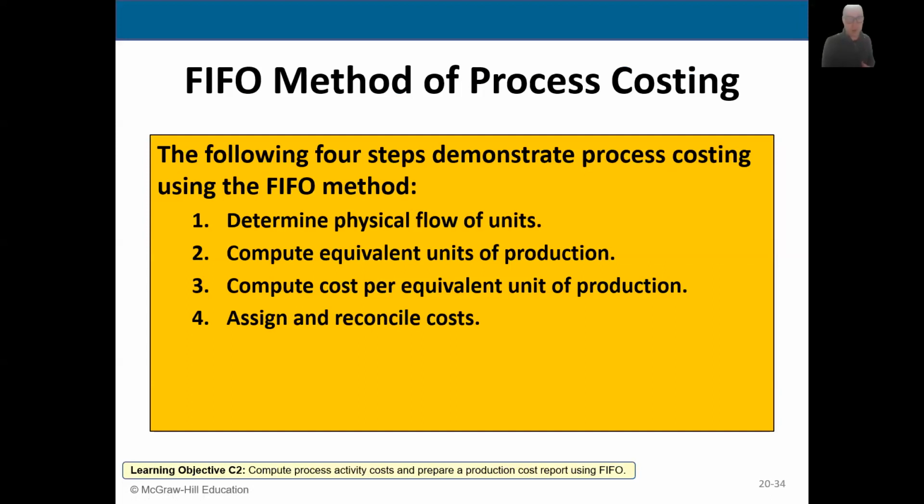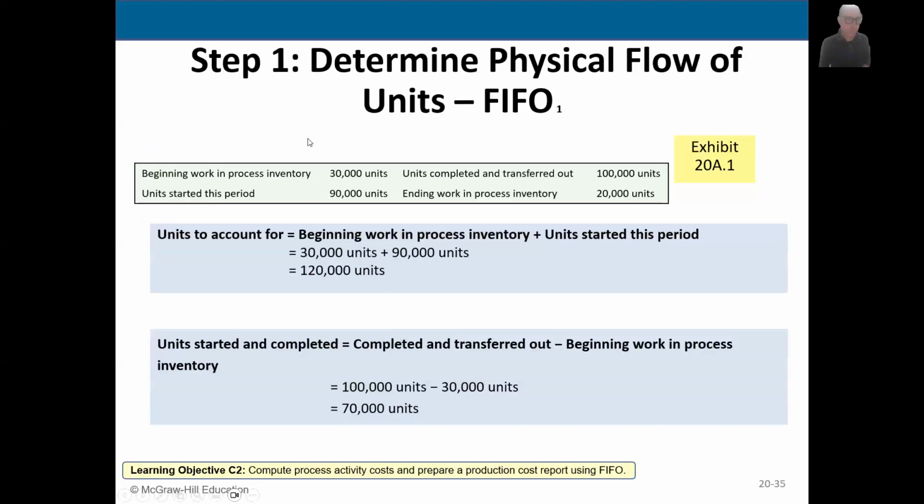Compute equivalent units of production and assign and reconcile the costs. Now, using first in, first out, that means the first units to come in are the first units to go out. First in, first out, right? Just like we learned about in principles of accounting 1. Now, using the first in, first out method for computing equivalent units of production follows that same process. So step 1, of course, is to understand the physical flow of the units.